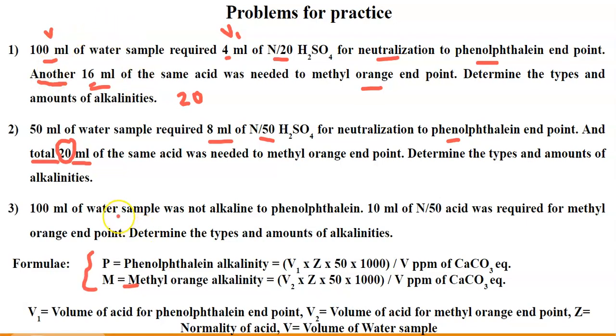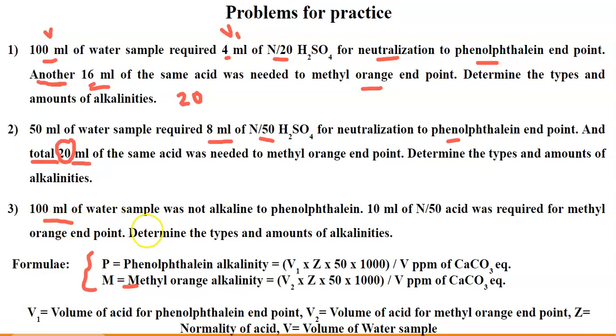Also here in the third example, it is given that 100 ml of water sample was not alkaline to phenolphthalein. That means it did not show a color change when phenolphthalein was added. That means phenolphthalein, the value of P would be 0. Why it would be 0? Because 100 ml of water sample was not alkaline to phenolphthalein, means it did not change its color, so no acid was required. So V1 would be 0, and if V1 is 0, that is why P would be 0.